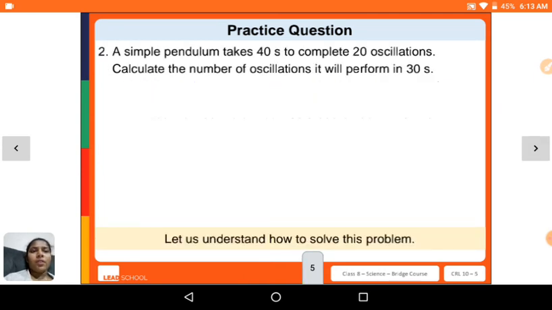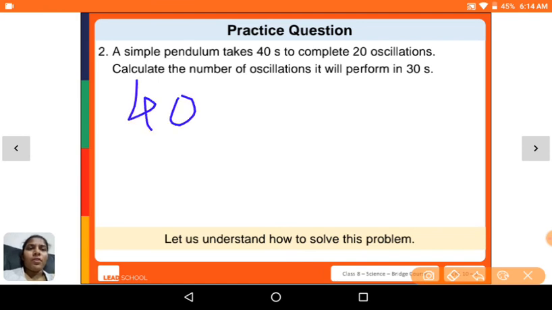Second question. A simple pendulum takes 40 seconds to complete 20 oscillations. Calculate the number of oscillations it will perform in 30 seconds. So what we will do here, we will find how much time one oscillation takes, and then we will divide 30 by it, so we can get the total number of oscillations in 30 seconds. For one oscillation we have the formula: time period is equal to total time taken divided by number of oscillations.